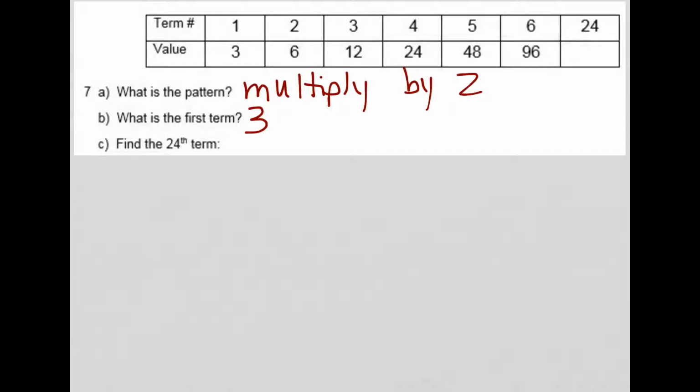So you could start by finding the 7th term, multiply by 2, 8th term, 9th term. See if you can figure out some kind of pattern, if you can see a better way to get there. If not, just do it recursively. Keep multiplying by 2. And you're going to end up with your 24th term as 25,165,824. That's big. Geometric sequences get very big very quickly.